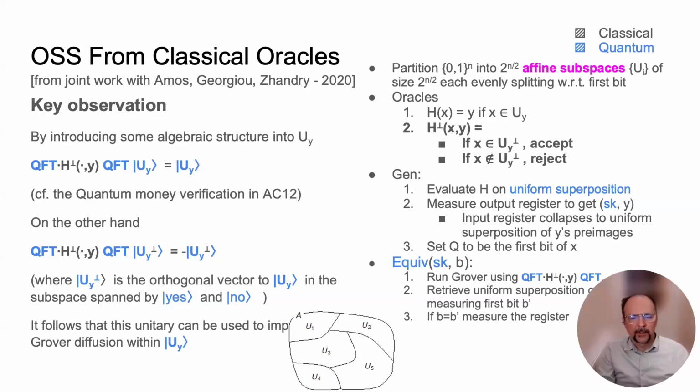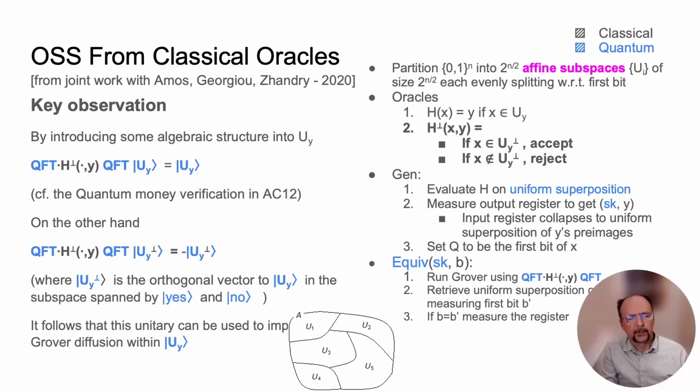So the key observation is that we're going to introduce some algebraic structure into these subsets, basically these pre-image sets of the hash function. Now this algebraic structure is going to help us create some classical oracles that will do exactly the same job that the quantum oracles in the Alagic et al. construction did, and helped to get Grover going.